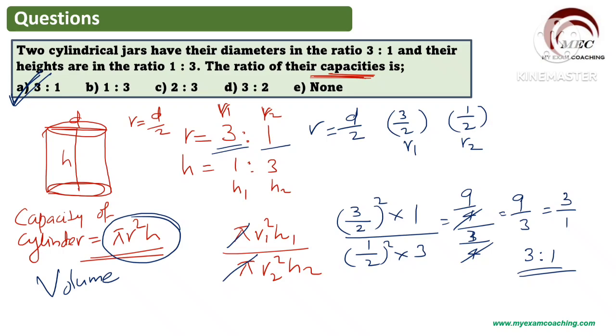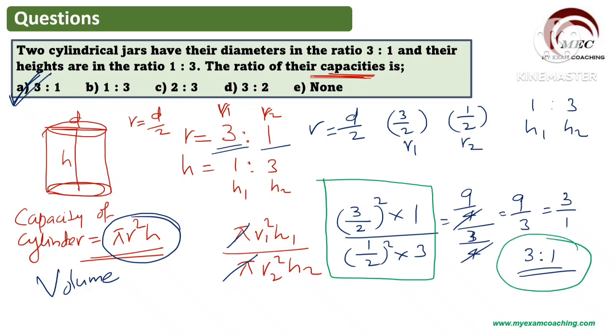Similarly, 1:3 is the ratio given for H. This is H1 and this is H2. Putting it in the formula, we got this one, and on simplification, we got 3:1. So this formula is very important. Pi r square h, that is the volume of a cylinder. Kindly note it, and then on to the next question.